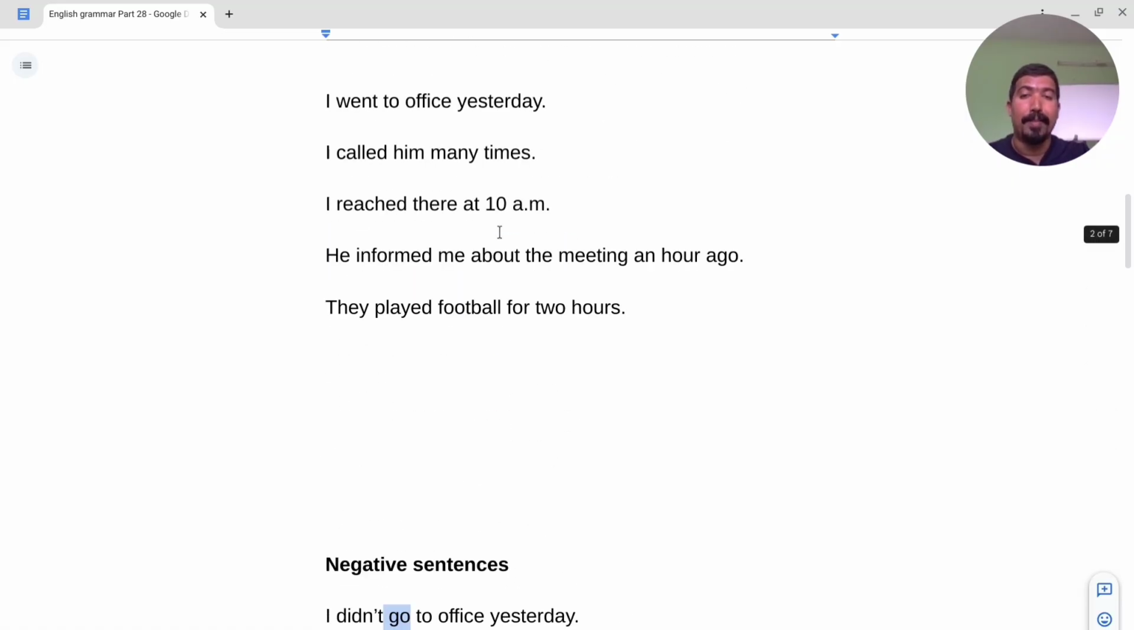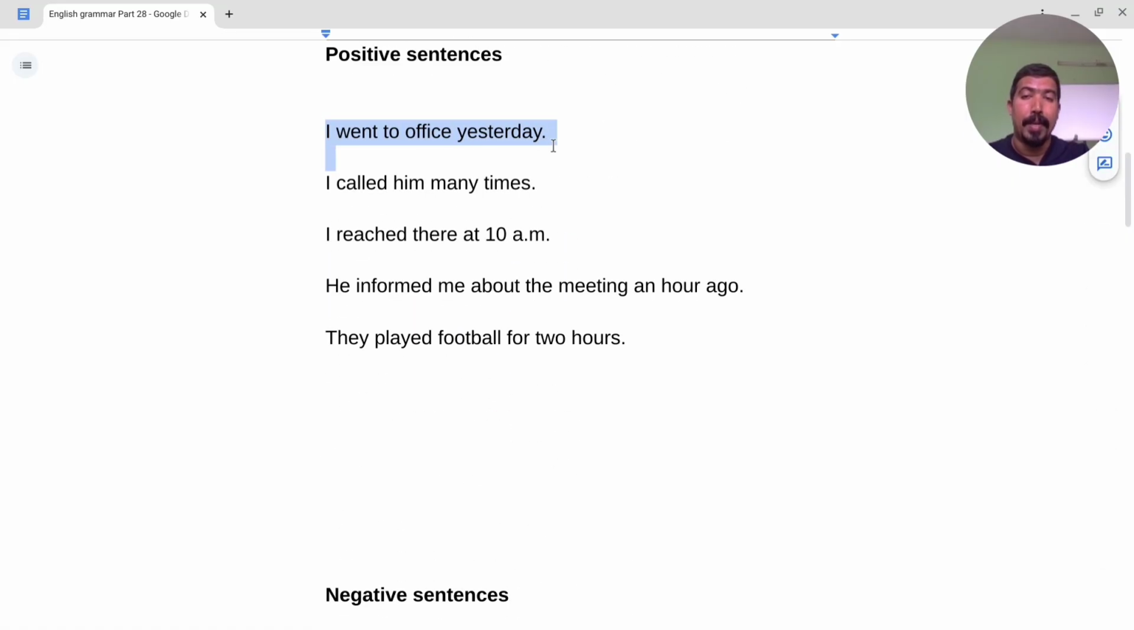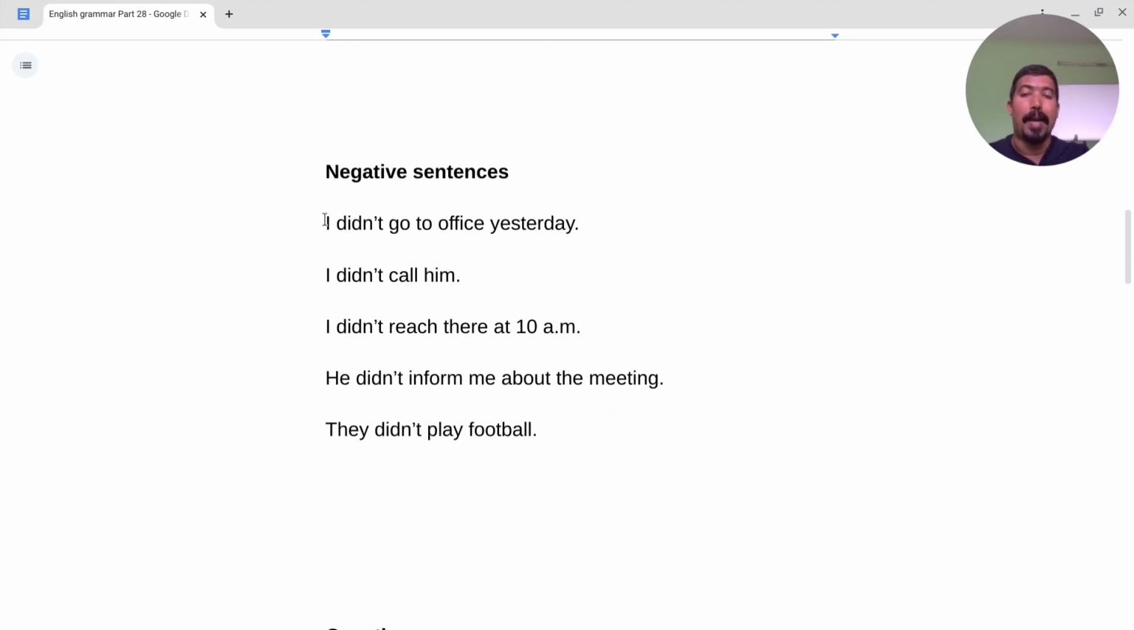The positive answer is, I went to office yesterday. The negative answer is, I didn't go. I didn't plus first form of verb. I didn't go to office yesterday. You say I didn't plus first form of verb to tell that you did not do something in the past. Anything that you did not do before the present time, you can say I didn't plus first form. I didn't go. I didn't call him. Did you call him yesterday? No, I didn't call him. The positive one is, I called him. The negative one is, I didn't call him.